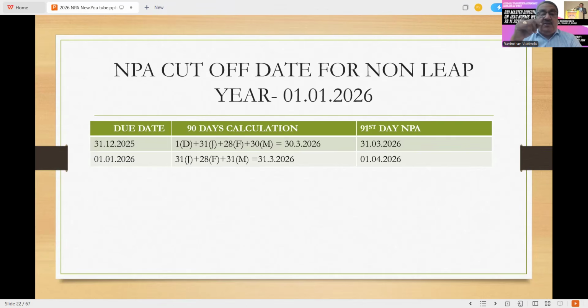For example, a loan which is due on 1/1/26, the 90 days end on 31/3/26. So it slips into NPA on 1/4/2026, which goes to the next financial year, so you need not bother. So the NPA cutoff date is 1/1/26. Any loan which is due or sanctioned on 1/1/26, you need not bother; we have to classify those accounts as standard. A loan which is due on 31/12/25 will become NPA on 31/3/26. So you have to calculate all the dues up to 31/12/25. So the NPA cutoff date is 1/1/2026.